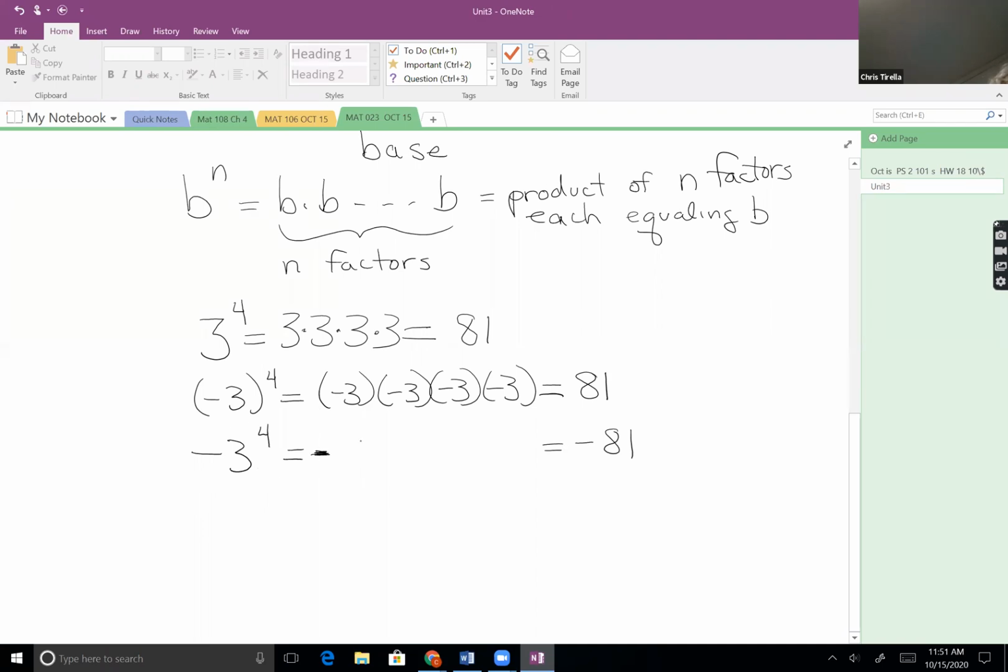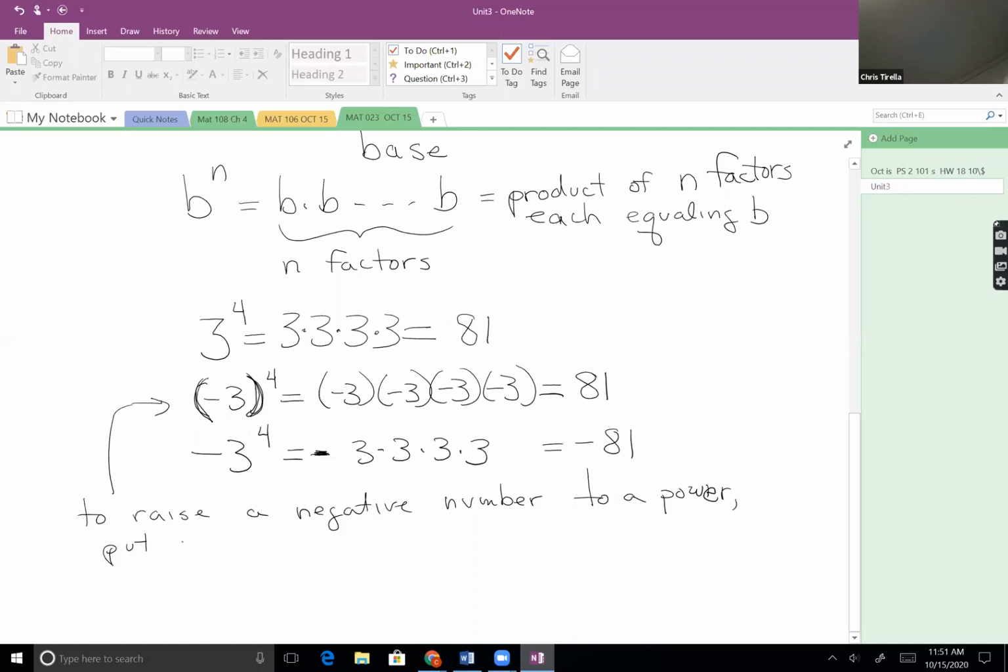This one would give me negative 81 the way it's written here, because you notice there's no parentheses. That means I'm taking the negative of 3 to the 4th. What's important to realize here is if you raise a negative number to a power, put it in parentheses, especially if you're using a calculator. So to raise a negative number to a power, we have to put it in parentheses first.